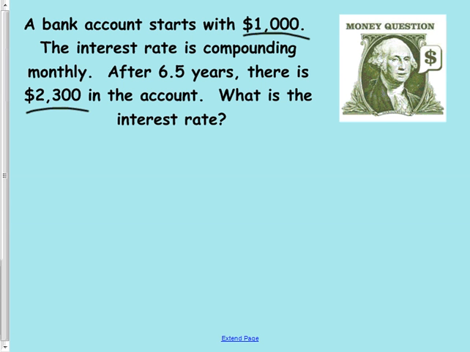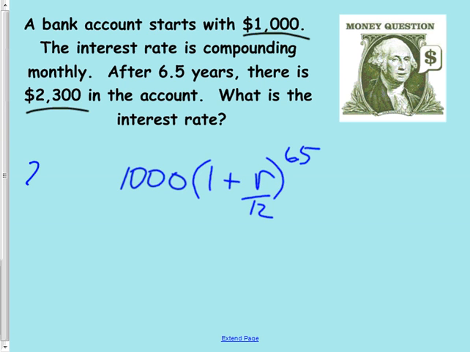Ready? So here's what you should have done. You should have started with 1,000. Then you should have multiplied it by 1 plus the rate, which was, no, it didn't say. Interesting. So that's what I'm supposed to figure out. And then this is to 6.5 years, and it's compounded monthly. So I'm dividing this by 12, and this is 2,300. Oh, the kid was so close, but they're going to get it wrong. Know why?